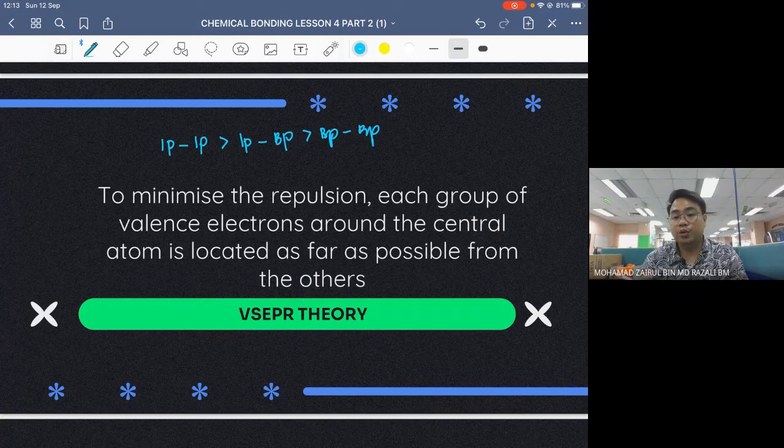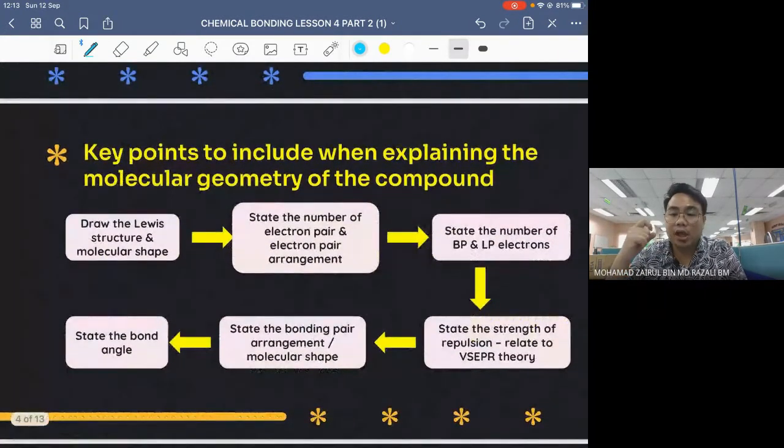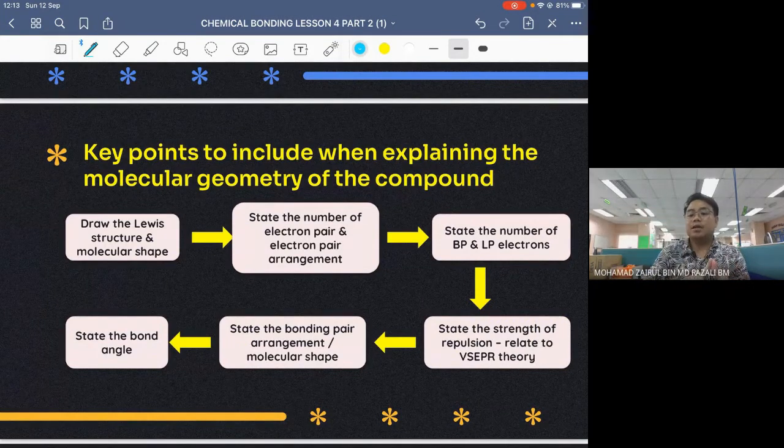So we're going to use VSEPR theory when you want to explain how you obtain the molecular geometry or the molecular shape from the Lewis structure. When you want to explain the molecular geometry of a compound, there are a few key points that you need to include in your answer. The first step is you must always start by drawing the Lewis structure, and then you need to draw the molecular shape.